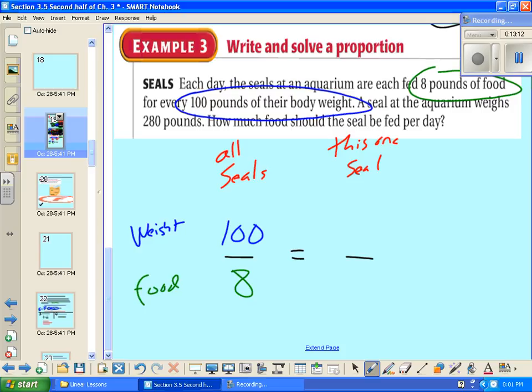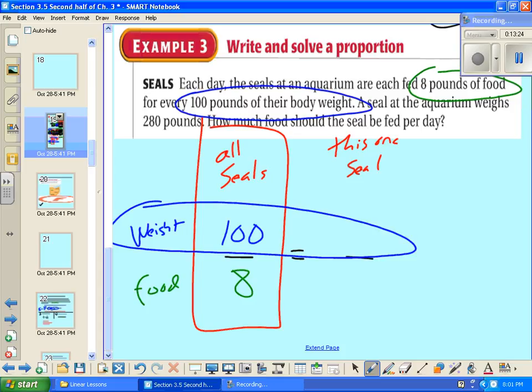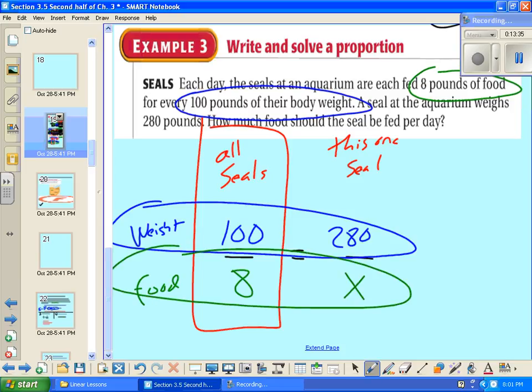In general, I still stayed consistent with all the seals. Here's what I know about them. For every 100 pounds of weight, they get 8 pounds of food. Again, now I just have to stay consistent with my other ratio. So when I'm looking at this, the weight of one seal, I do know that. The one seal we're talking about is 280 pounds. And what I'm trying to find out is how much food he gets. So there's where my X goes. Again, this second ratio is just the one seal. But in all this, I stayed consistent with my categories.